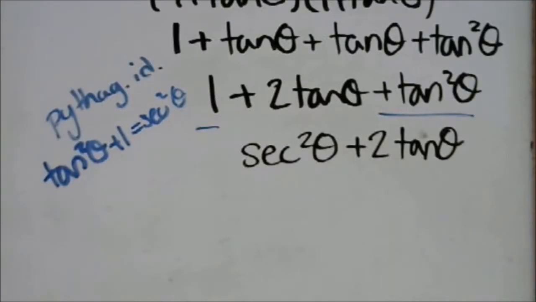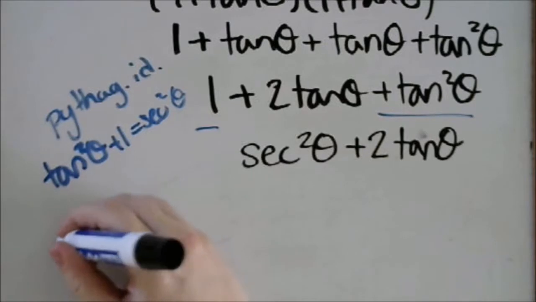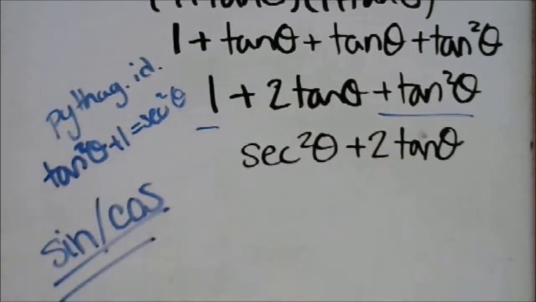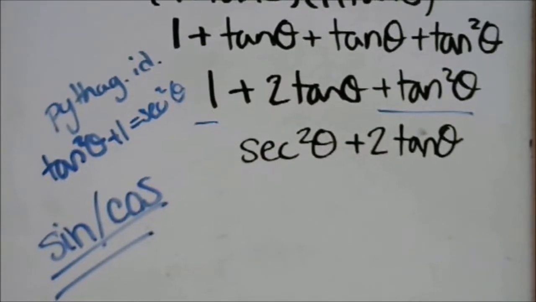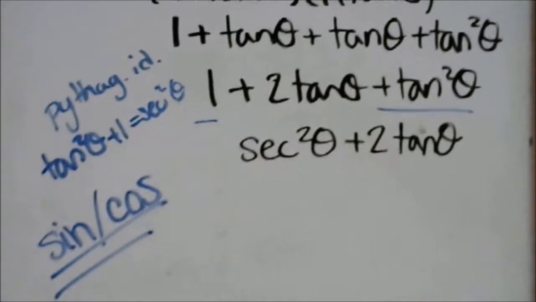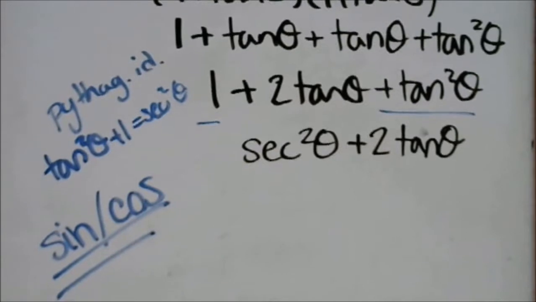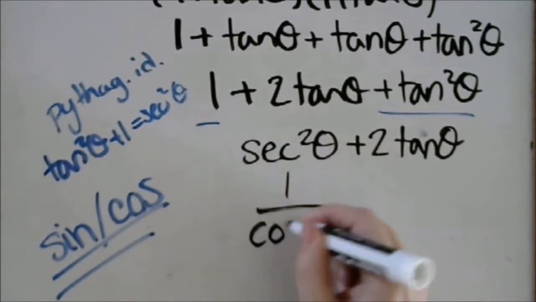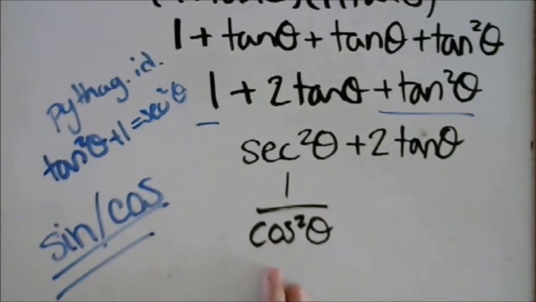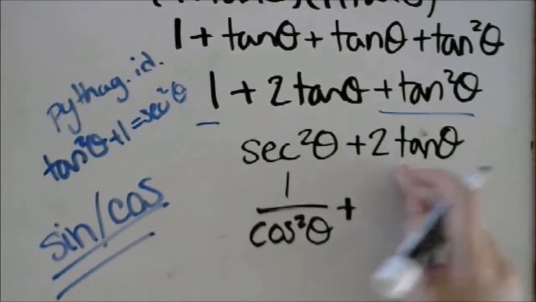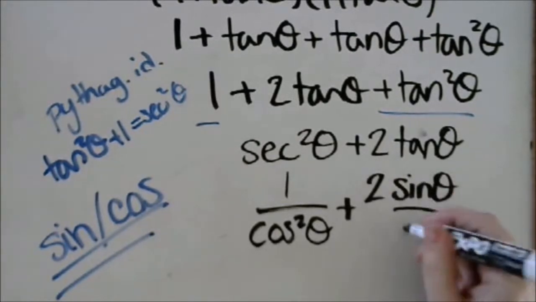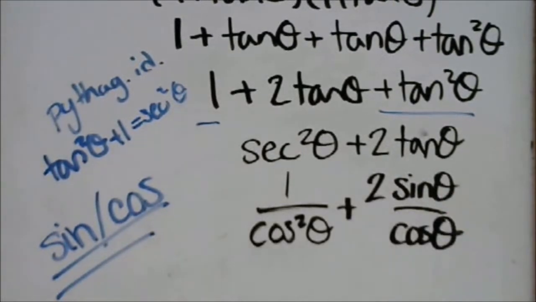From here, we want to utilize our primary strategy in this objective, and that's to convert everything to sine and cosine. This is going to be the fundamental strategy in fundamental identities. For this expression, I can turn secant squared theta into 1 over cosine squared theta, which is a reciprocal identity, and I can turn tan theta into sine theta over cosine theta.